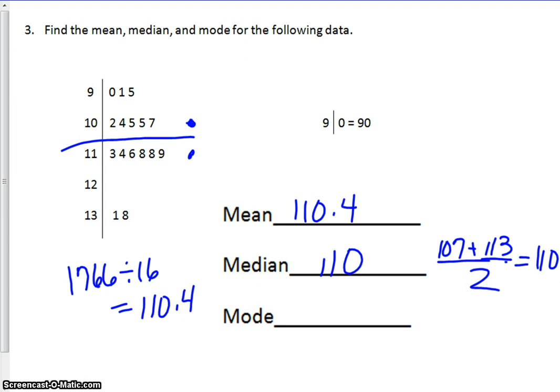The mode was which one occurs most often, and actually this 8 is twice and this 5 is twice. And so there are actually 2 modes, and the modes here are 105 and 118. So you can have 2 modes, just list them both. You can have more than 2 modes. You can have multiple modes.